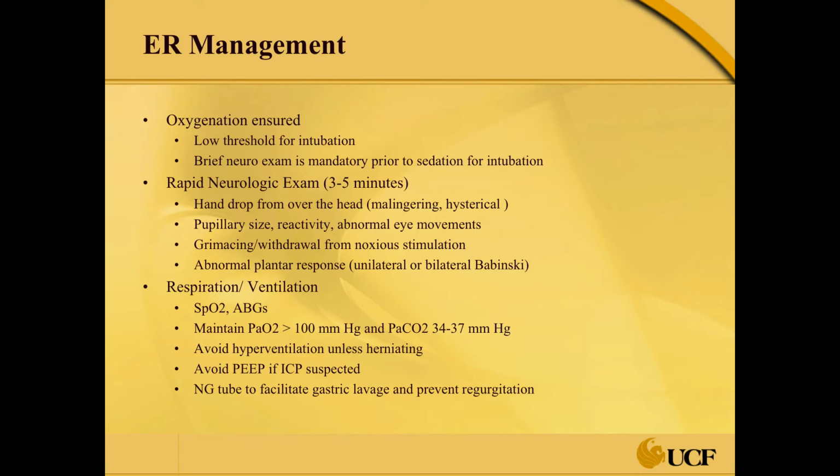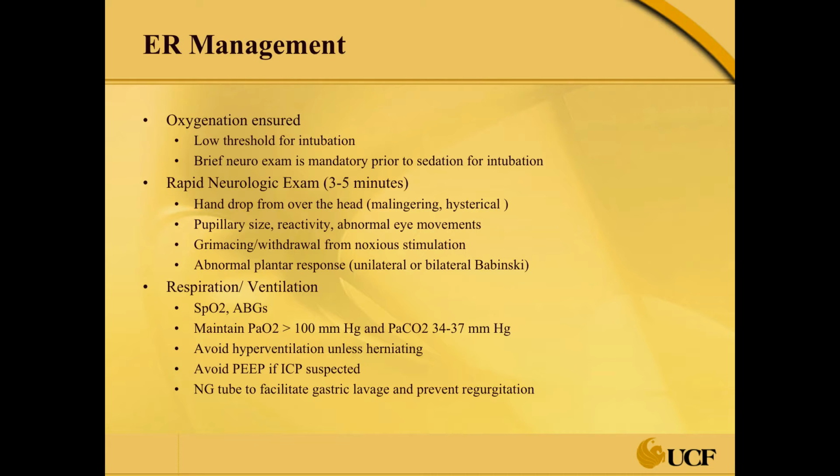You're assessing cranial nerves 3, 4, and 6. So you want to ask the patient to follow your light going from the sides, through the cardinal eye gazes. Grimacing and withdrawal from noxious stimulation, that's a good finding. We want that. An abnormal plantar response like a Babinski: is it unilateral or bilateral? And then looking at respiration and ventilation, making sure we're monitoring the SpO2, obtaining our ABGs, keeping the PaO2 greater than 100 and the PaCO2 between 34 and 37 is going to be ideal.